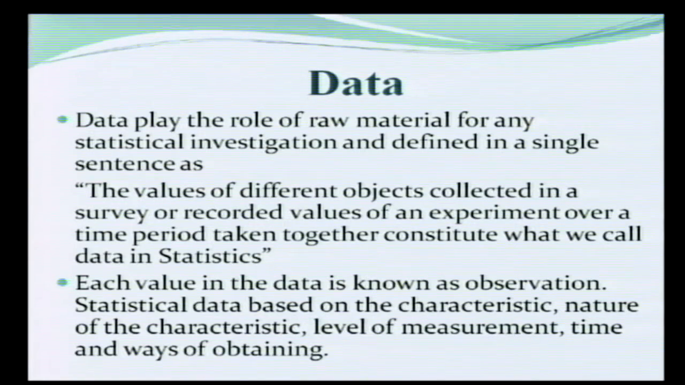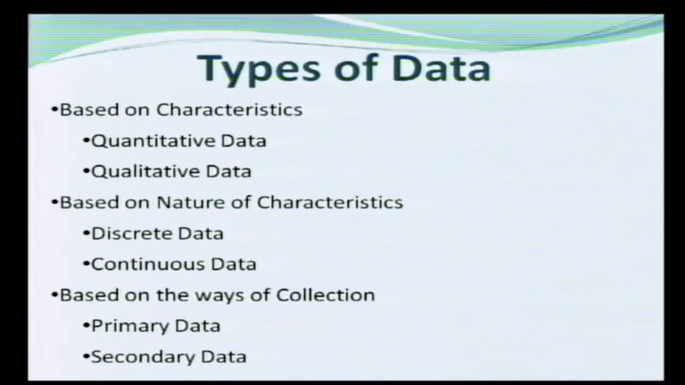Statistical data is classified based on the nature of characteristics, level of measurement, time and base of obtaining. We can have different kinds of data based on different aspects. Based on characteristics, we have two types of data, quantitative data and qualitative data. Quantitative data is collected on the basis of a variable which has a quantitative nature. For example, if we have a population and we are collecting information regarding the age of the students in a particular class, this data collected through the variable age comes under quantitative data.